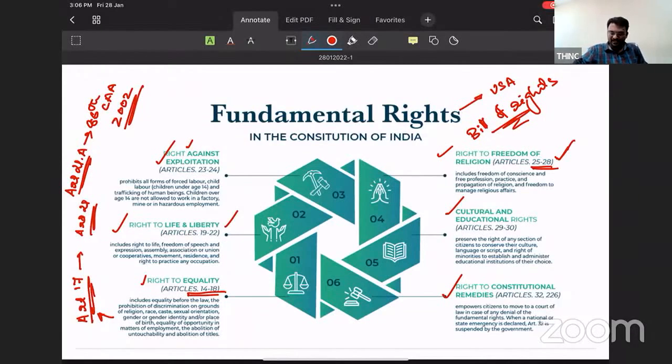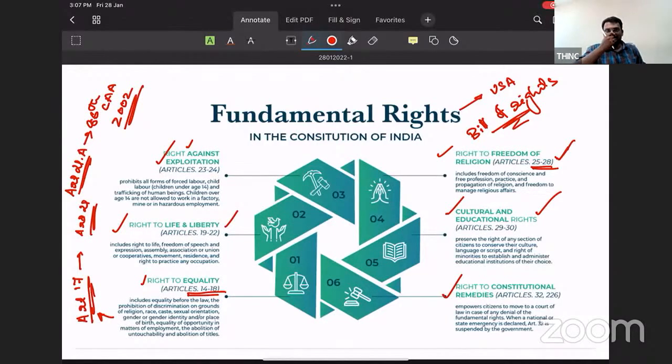Anyway, the next one is the cultural and educational rights. The next important thing is cultural and educational rights, and it is related to the minorities. They can run their educational institutions. So Articles 29 and 30 are about cultural and educational rights, especially belonging to the religious and linguistic minorities of the nation. And the next one is the constitutional remedies.